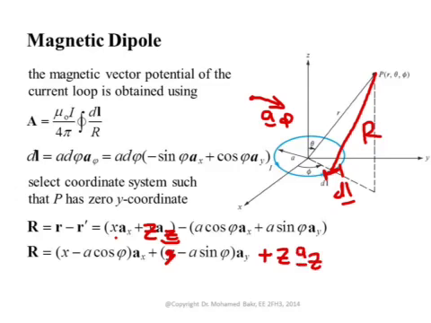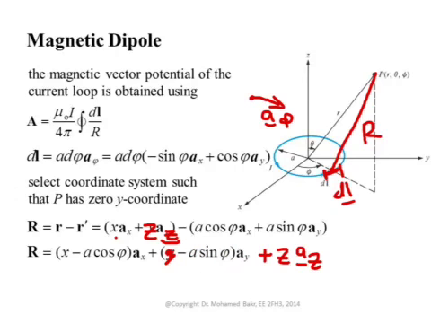Now this is a vector pointing from any point in the coil to the observation point. We need the length of that vector, so we need r. So we have to take the length: it is the square root of this square plus this square plus this square. This one will give me x squared minus 2ax cosine phi plus a squared cosine squared phi. This will give me a squared sine squared phi. A squared cosine squared phi from here, summed with a squared sine squared phi from here, will give me a squared.